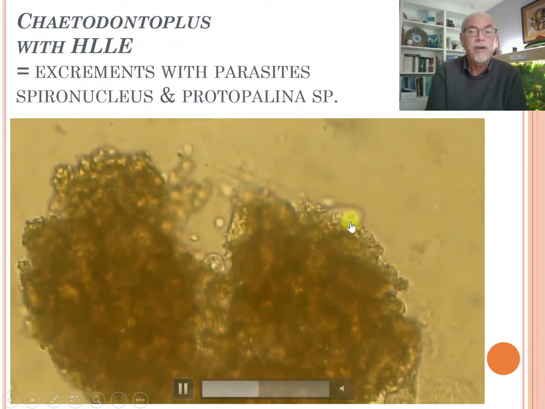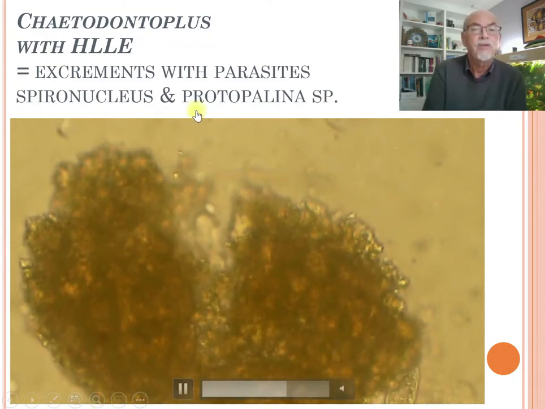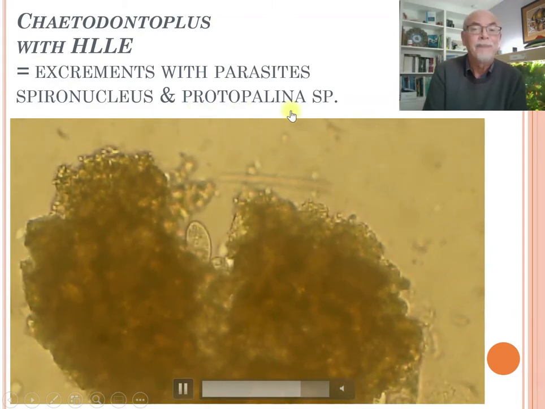Well, we see here the parasites of Spironucleus, and we see here one coming here and one coming here. So I was surprised to see something more. Not one parasite, but also a second one, which is called Protopalina.